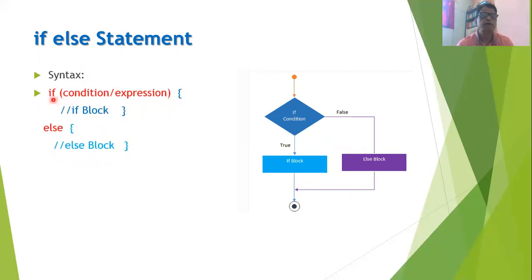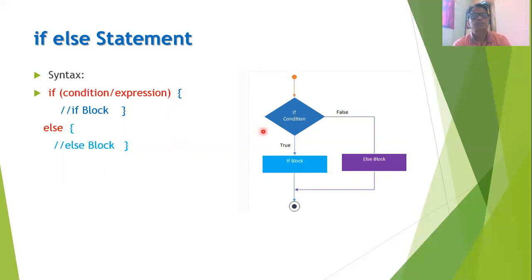If, this is a keyword, then in the brackets you put some condition or expression. The condition or expression can be any Boolean expression or any arithmetic expression, and it must return either a true value, that is a non-zero value, or a false value, that is a zero value. Then in the curly brackets we write a number of statements, and this becomes the if block. Afterward, we write another keyword else, and after else we again put curly brackets and write another block of statements, and this becomes the else block.